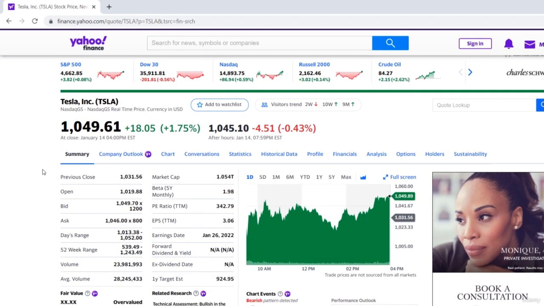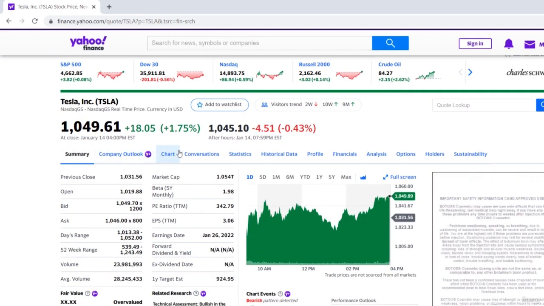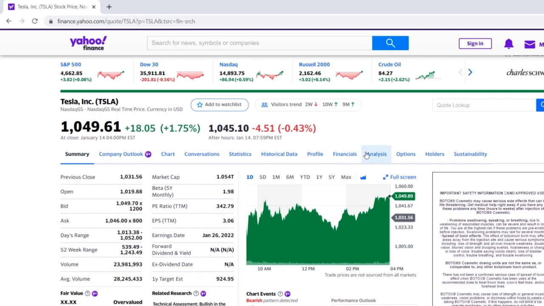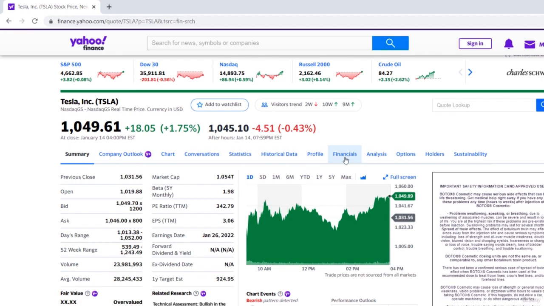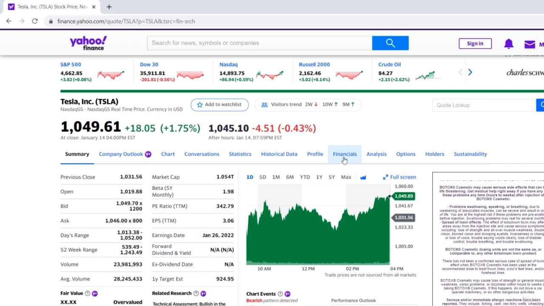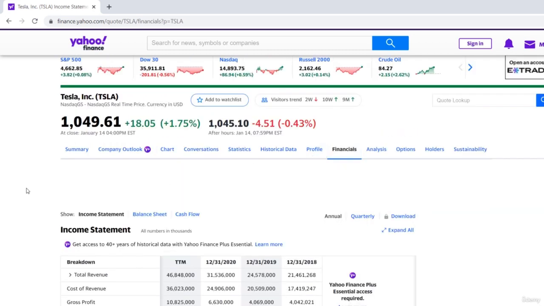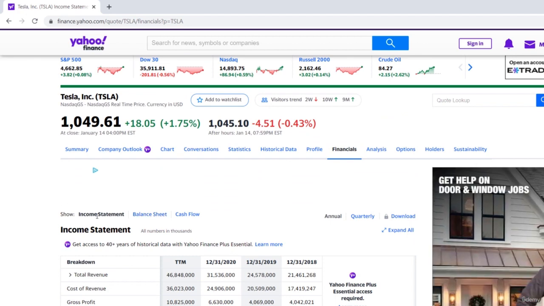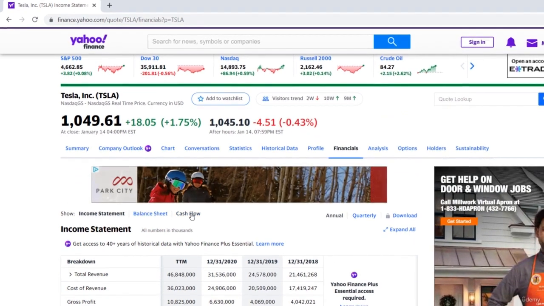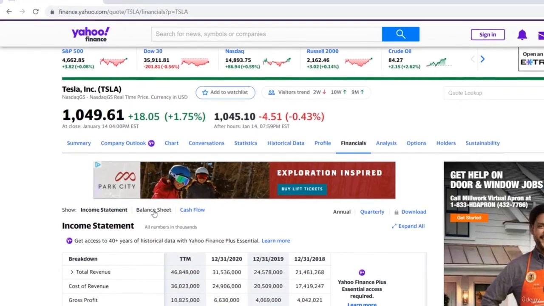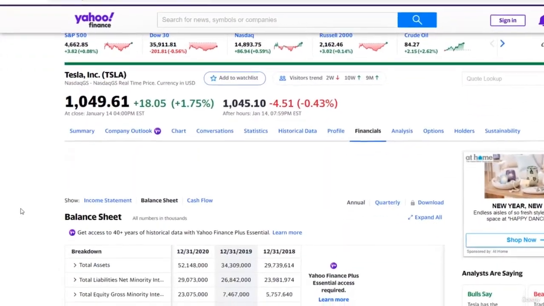And I want to direct your attention to this ribbon along here. There's lots of great different things underneath this ribbon. And to find the financial statements, like balance sheets, income statements, all that, we're going to go under financials here. And then we're going to go to balance sheet. You got income statement, balance sheet, and cash flow. So we want to look at the balance sheet in this section here. So let's take a look at balance sheet.